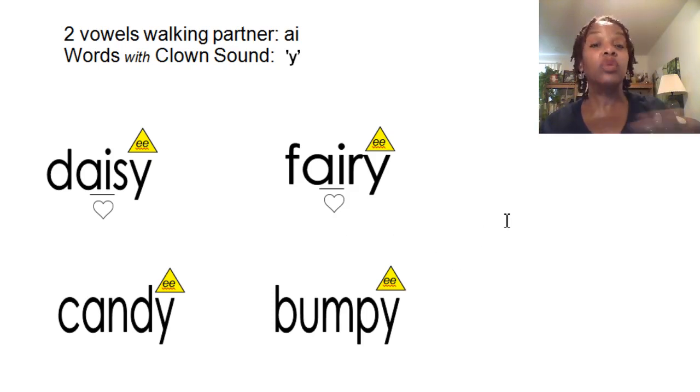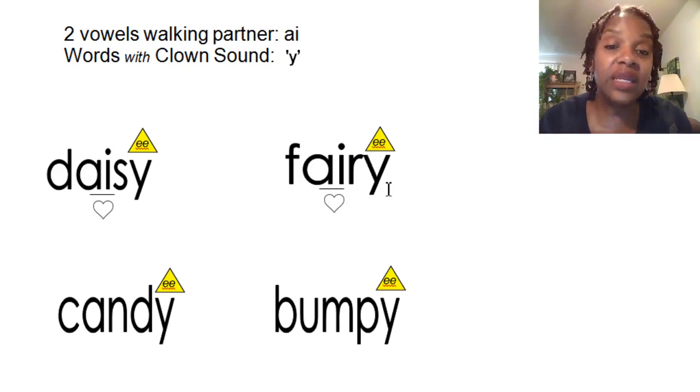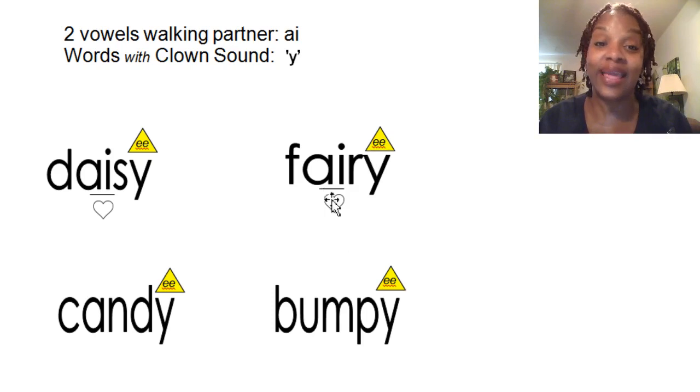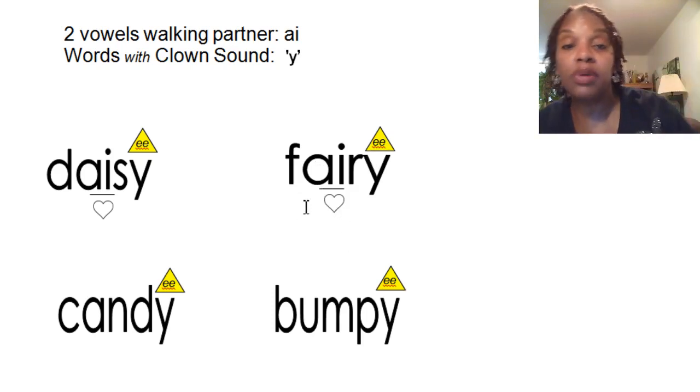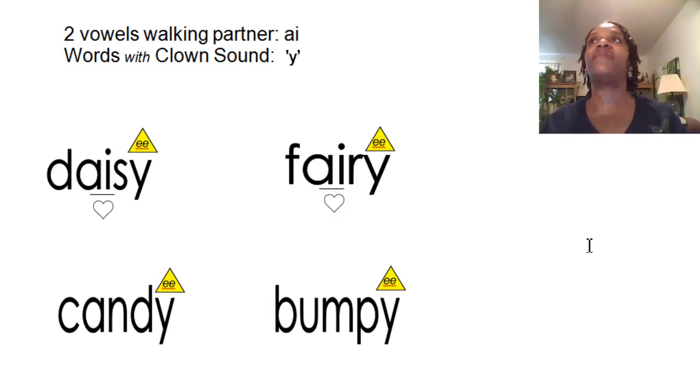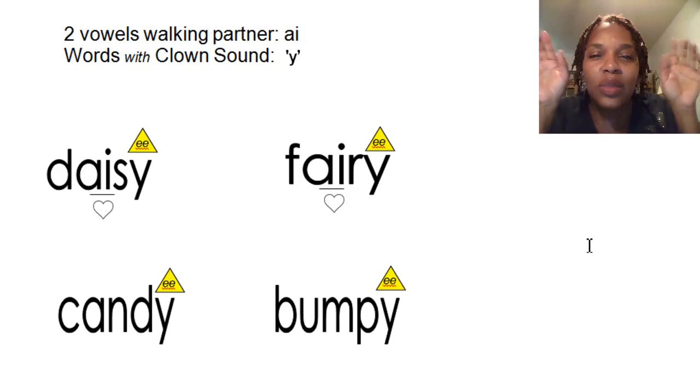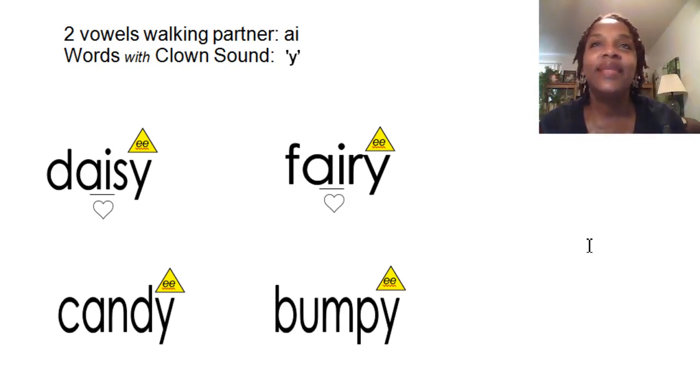And again, see how the rule applies? The letter Y at the end of a word always clowns around if some of its first cousins are in the word, like AI, the two vowels walking partner, AI. Fairy. What's a fairy? It's a little teeny tiny little magical person with little bitty wings, right? And they do magical things. Or if you lose your tooth, you've been told that the fairy godmother comes and leaves money under your pillow, right? Fairy.